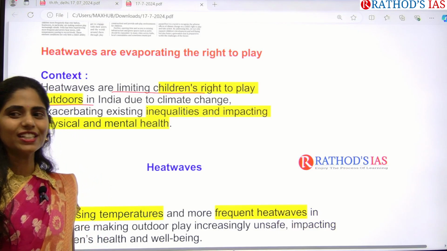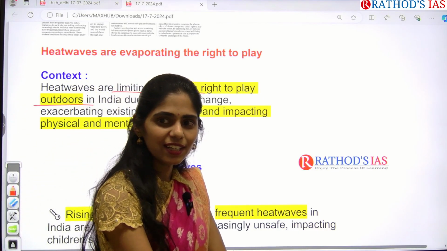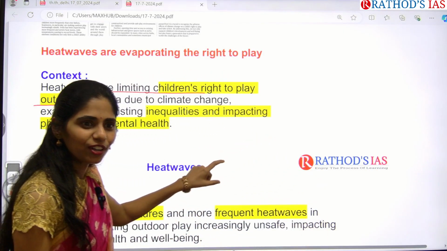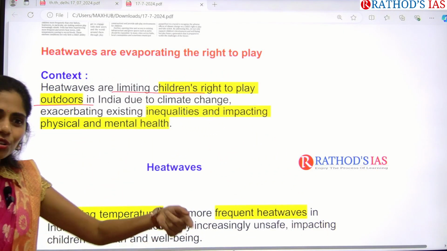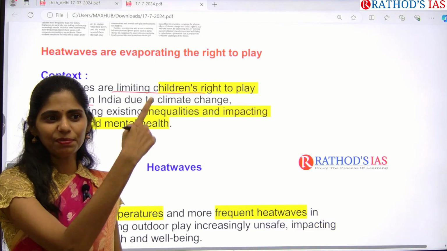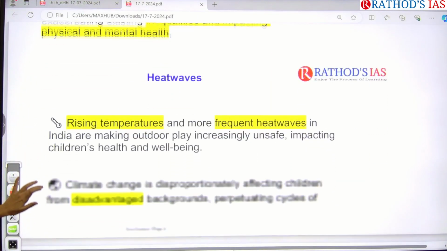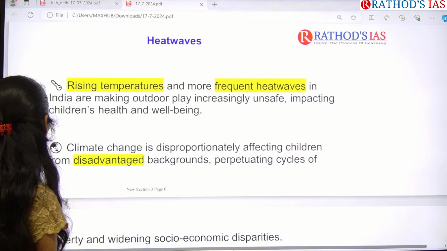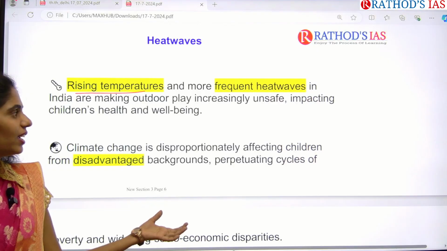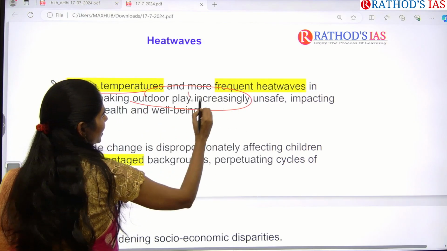So in ethics, we discussed what is the responsibility of society in developing the values or attitude of the children. From that point of view, children have the right to play outside, to mingle with the society. So from that point of view, we can add ethics here. Clear? Okay, so what this article is saying is that because of the increase in temperature, we are seeing more frequent heat waves in India, so that outdoor play is unsafe now.